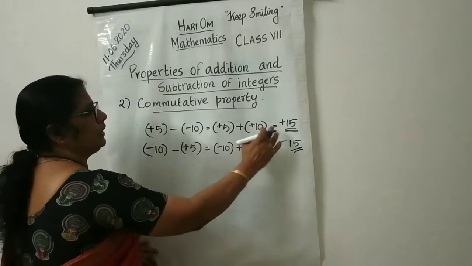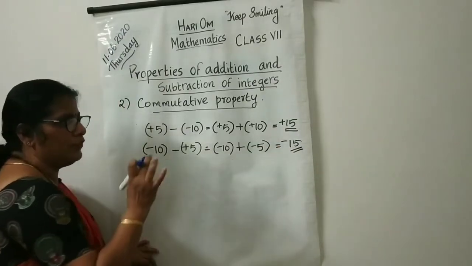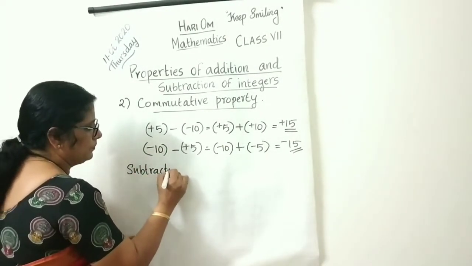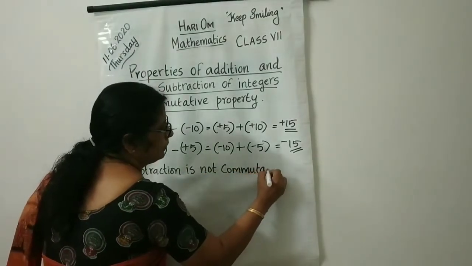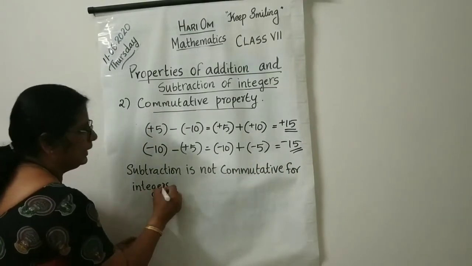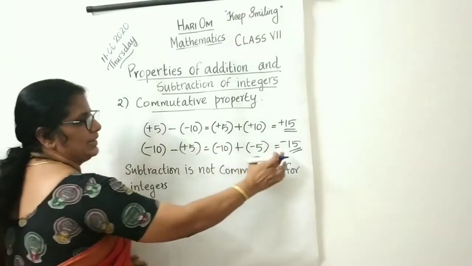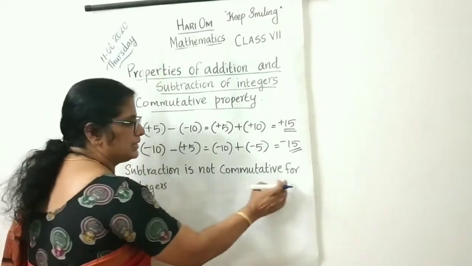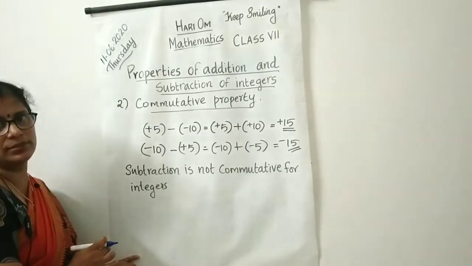Look here. Here you got positive 15 and here you got minus 15. The answers are not equal. So we can say that subtraction is not commutative for integers. In subtraction, in integers, if the order changes, the answer is not the same. So subtraction is not commutative for integers, whereas addition is commutative for integers.